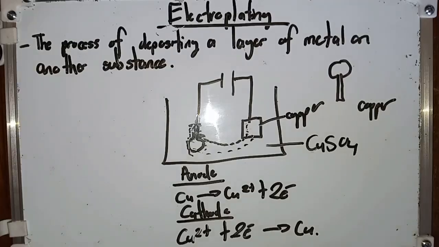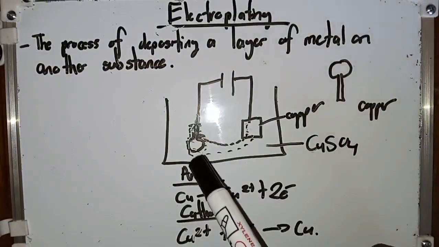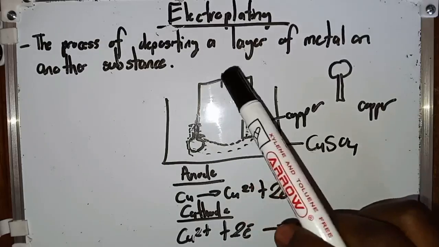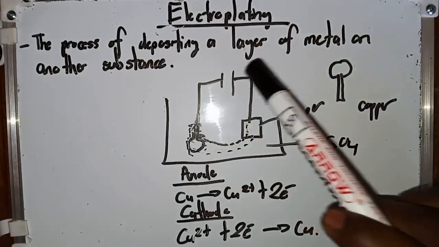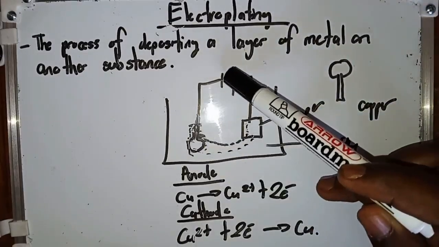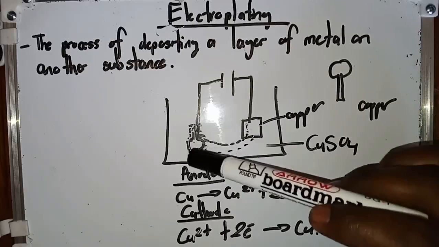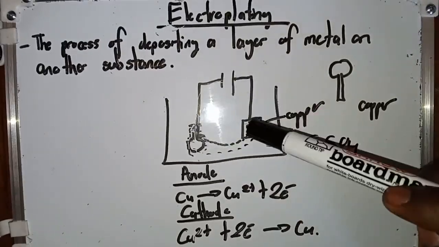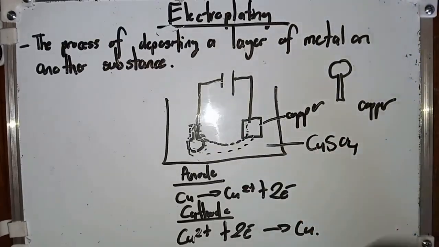This is the electroplating. So the substance to be coated is placed at the cathode. And the metal which we want to use to electroplate or to coat is placed at the anode. The substance to be electroplated is placed at the cathode because that's where this dissolved metal is going to come. So that's it for electroplating.